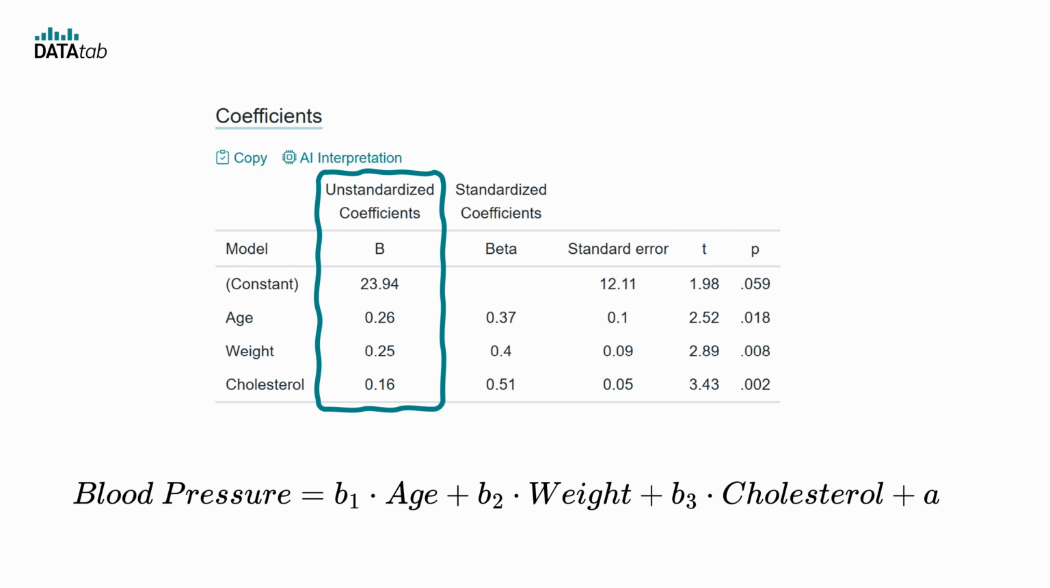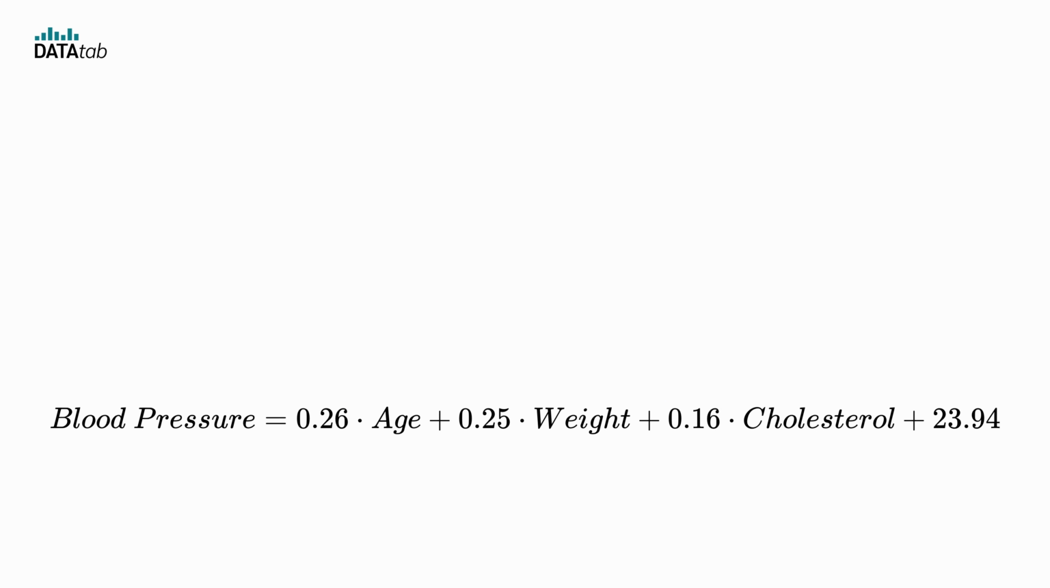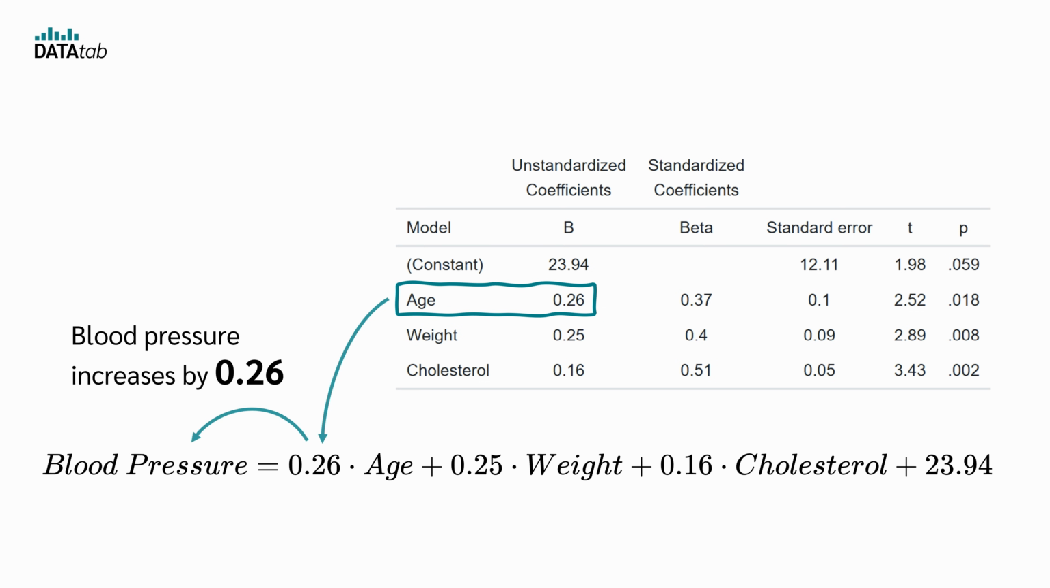Okay, in the first column, we see the unstandardized regression coefficients. These are our coefficients from the regression equation. Now we can calculate the blood pressure for a given person. Let's say a person is 55 years old, has a weight of 95 kg and a cholesterol level of 180. Then our model would predict a blood pressure of 91. So for example, if we look at the variable age, 0.26 means that for each additional year of age, the blood pressure increases by 0.26 units, assuming other variables remain constant.